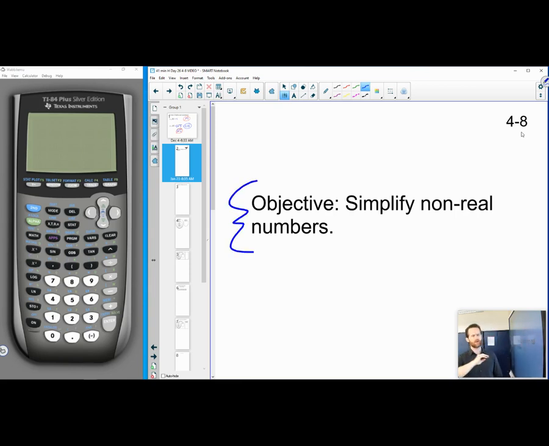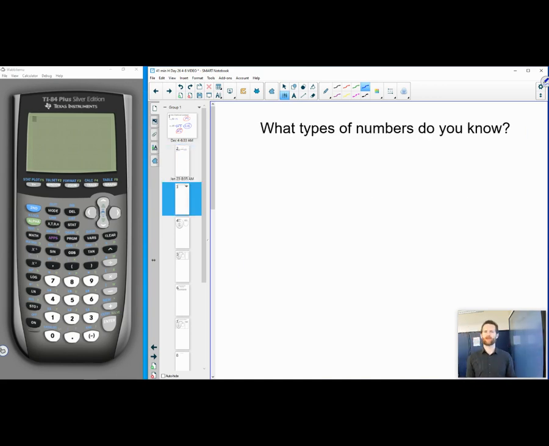After this video, we should be able to simplify non-real numbers. That's our goal. So we're actually learning about a new type of number today called a non-real number. So before we get into any problems with numbers, let's just think, okay, what are some types of numbers that we know?